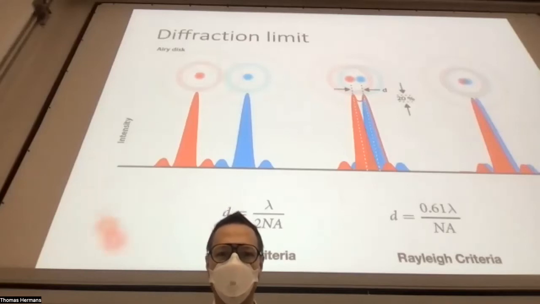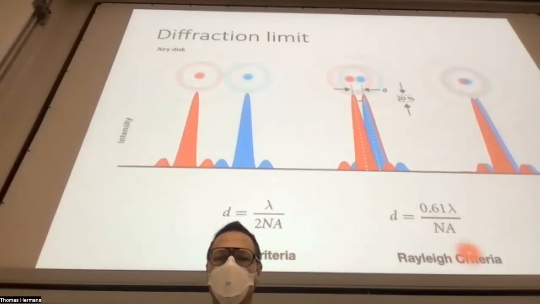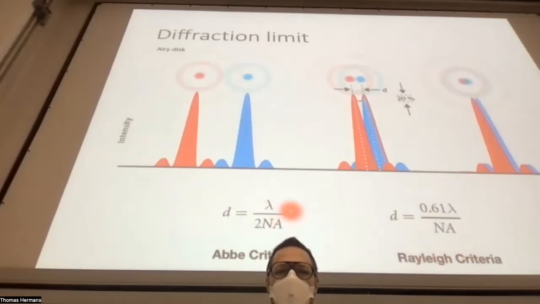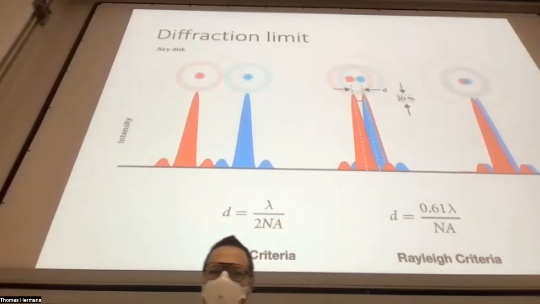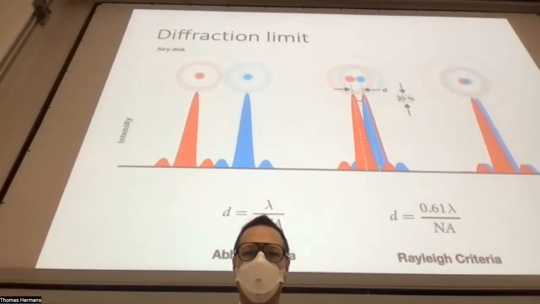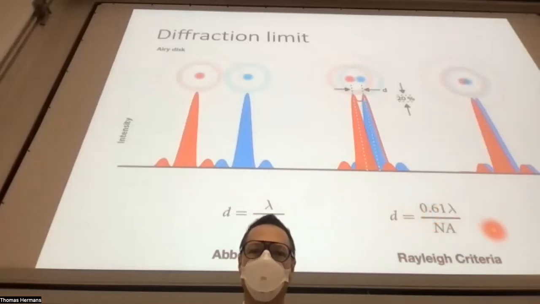And so two people have postulated, and for many hundreds of years this was accepted as a total truth, that this distance where you can still resolve two dyes depends on lambda, which is the wavelength of the light, and NA, the numerical aperture. This is almost the same if you compare these, right? This is 1/2, so half lambda, and this is 0.6 lambda. This was said by Lord Rayleigh, and this is said by Ernst Abbe.